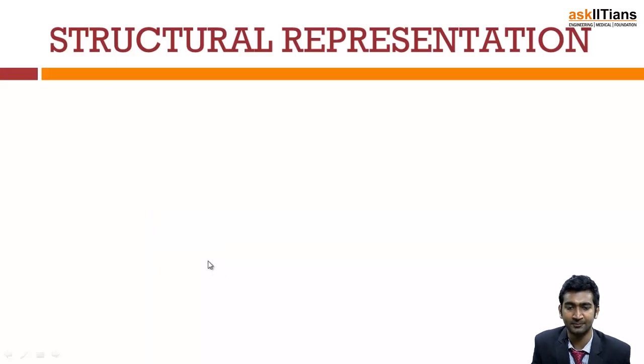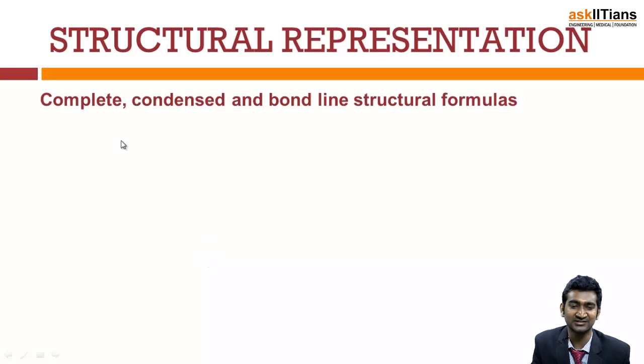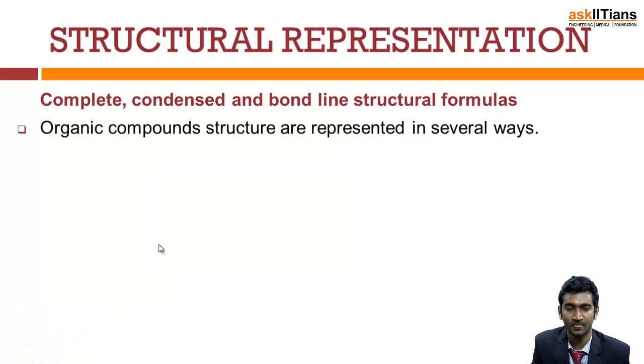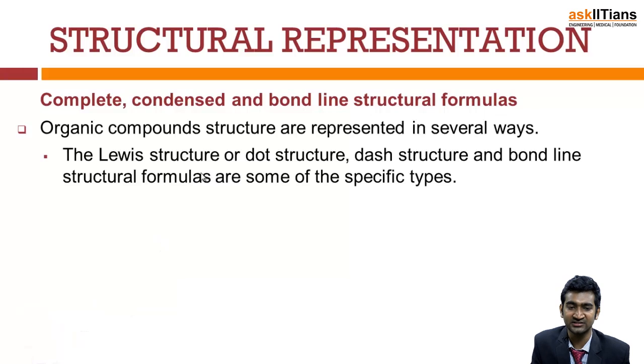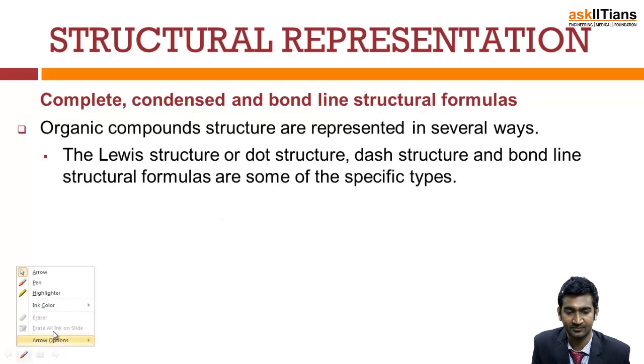Now there are three things: complete, condensed and bond line structure formulas. So the existence of the Lewis dot structure, which we have already studied in the chemical bonding chapter, they are now in a dash type or in a bond line type, which I have written here.